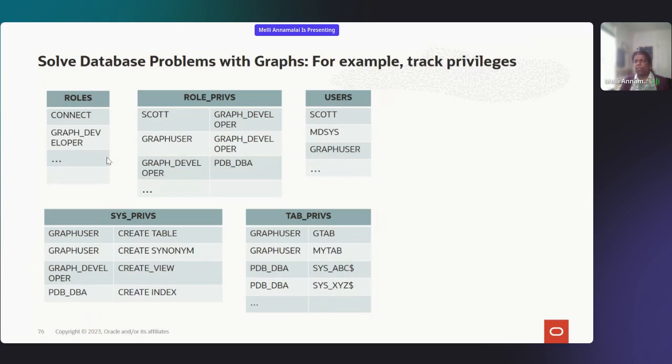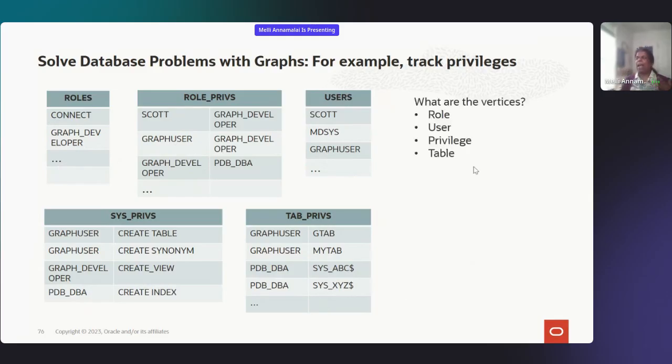And one of them is tracking privileges, which can get confusing very fast because you have users logging into a database. You have roles that they have, like what can they do and what can they not do. And these roles are given privileges, as in, okay, I want the privilege to access a table. Where it gets confusing is that roles and privileges are used and given interchangeably.